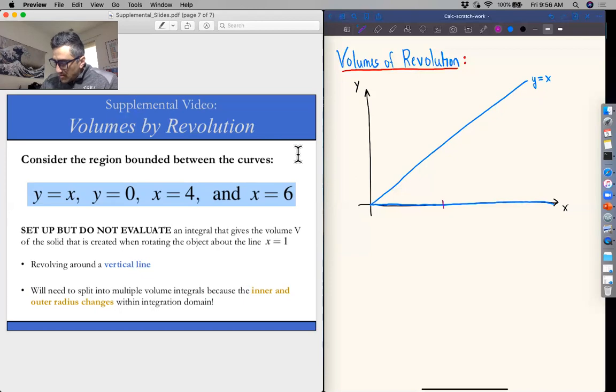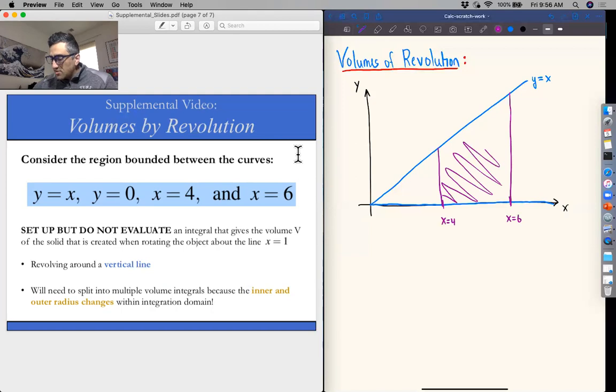So let me sketch this out. Say this is x equals 4, and somewhere around here is x equals 6. So it looks like the region that we're interested in revolving is this region in purple, this region highlighted there. So that's kind of the first step. Let's just try to identify our region of integration.